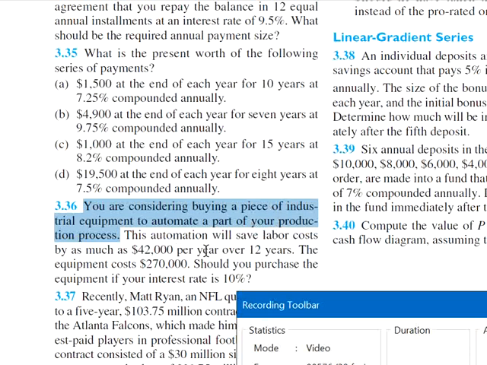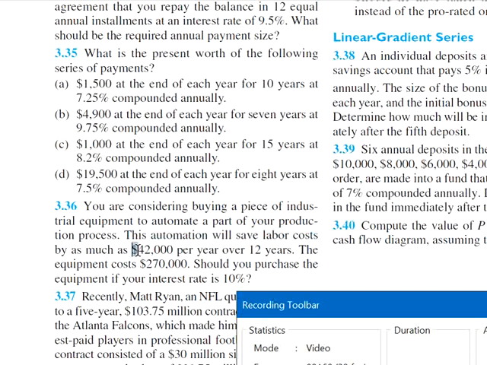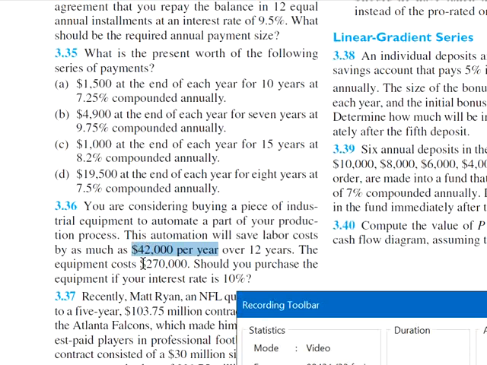Now you made a decision on the engineering side, it's done. You made a decision about the technical details, right? So now that technical detail, that automation, will save labor cost. Saving labor cost is a benefit as well, right? 42,000 per year. So the benefit which you get from this project or from this idea is that you are going to save labor cost.